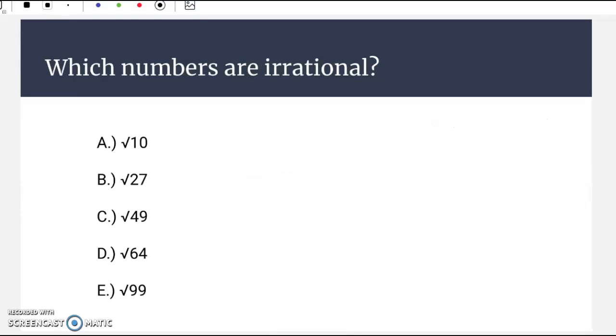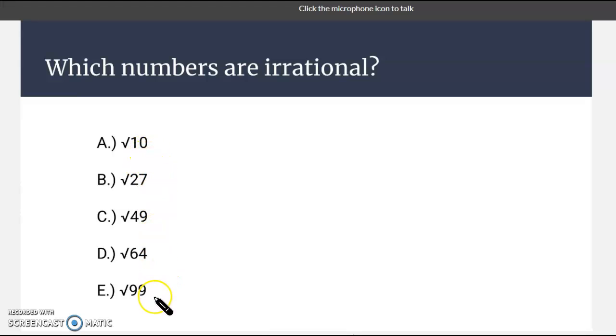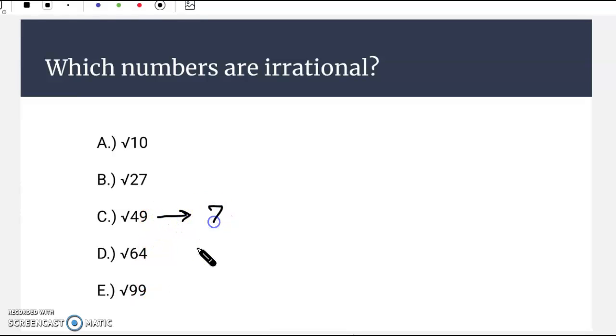Alright, so let's look at a few examples here. It says, which numbers are irrational? Well, a real easy way to do this is just plug them in on your calculators, each one. Turns out 3 of these are irrational and 2 of them are not. The square root of 49 turns into 7. Square root of 64 is 8. So those are whole numbers that can be written over 1, making them rational.